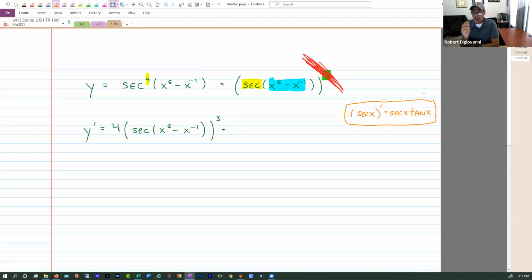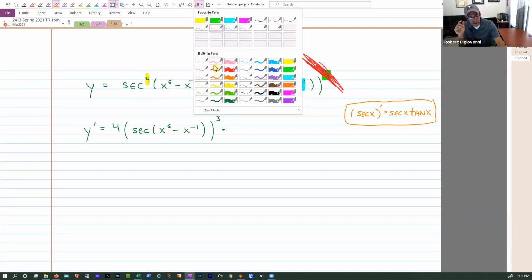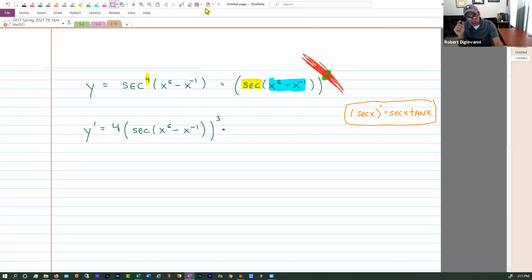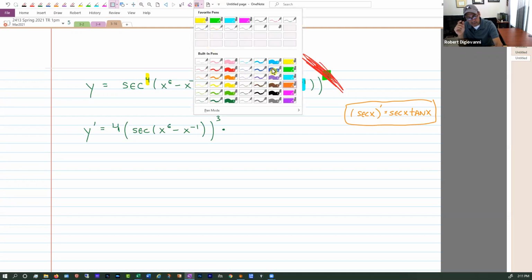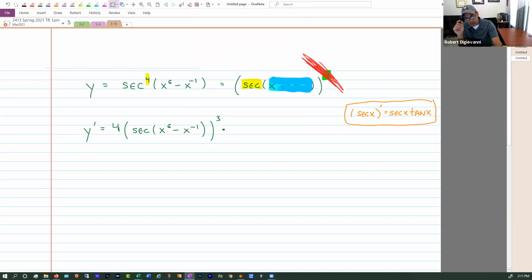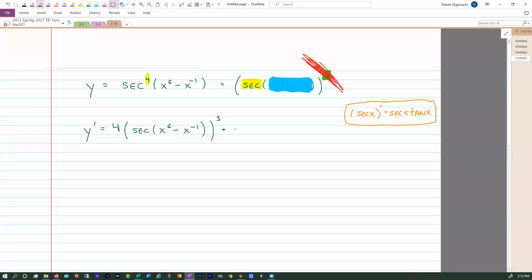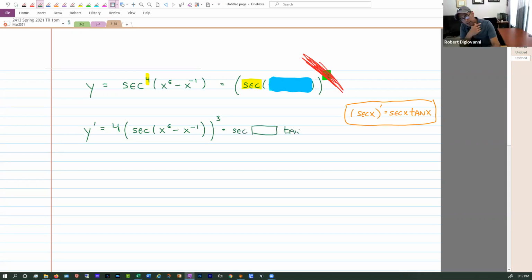Natalie, we don't have secant x, right? We have secant of a blue box, right? So Natalie, what's the derivative of secant of a blue box? Would it be secant of that same blue box times tangent of that blue box? Yes, exactly. Okay, now I need to know what the blue box was, but I covered it up, right?